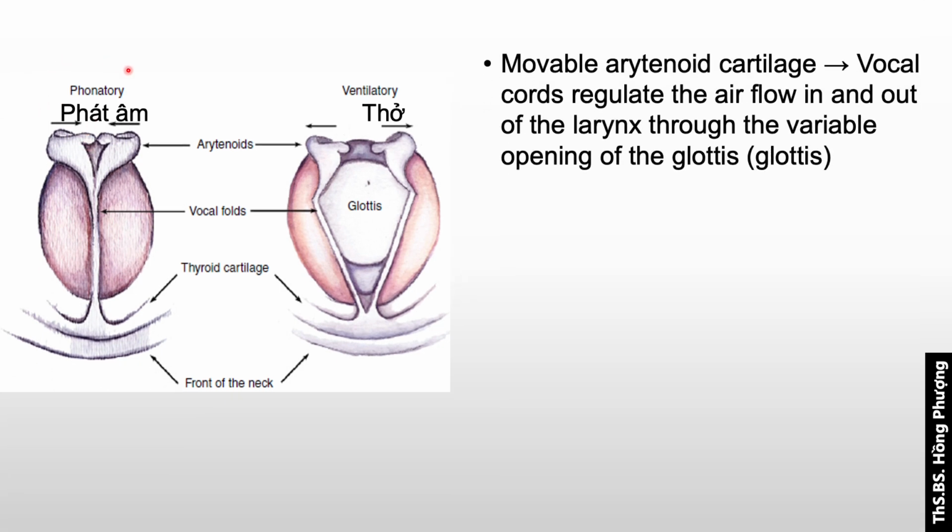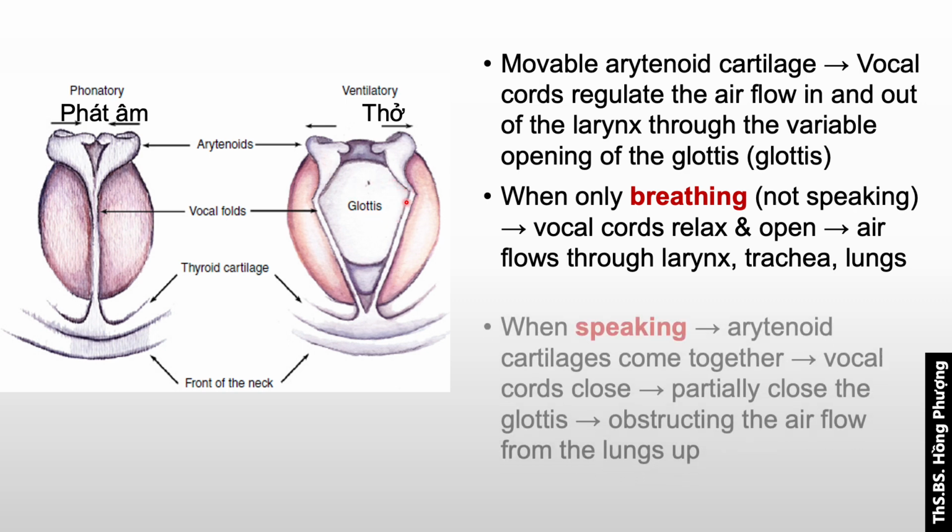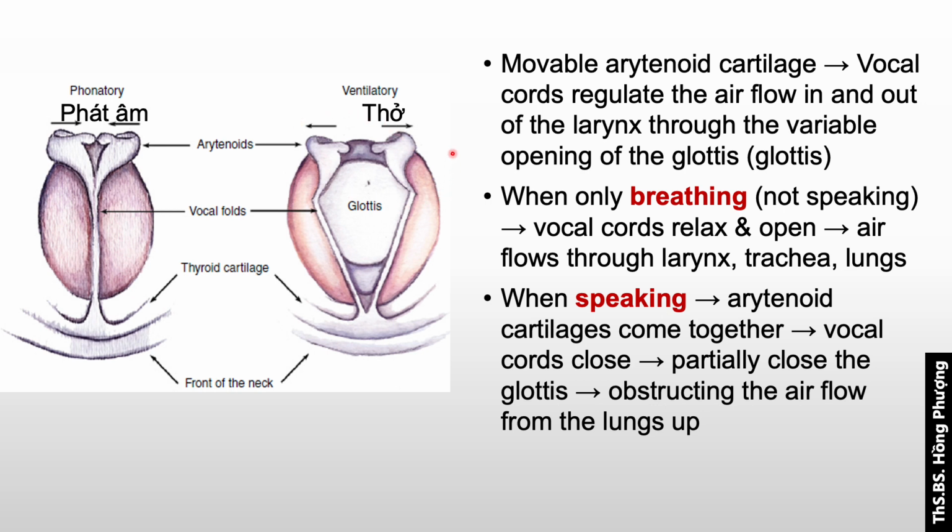The movable arytenoid cartilage can make the vocal cord regulate the air flow in and out of the larynx through the variable opening of the glottis. When only breathing, meaning not speaking, the vocal cord relaxes and opens so that the air flows through the larynx, trachea, and lungs. But when speaking, the arytenoid cartilages come together so that the vocal cords close, partially closing the glottis, obstructing the airflow from the lungs up.